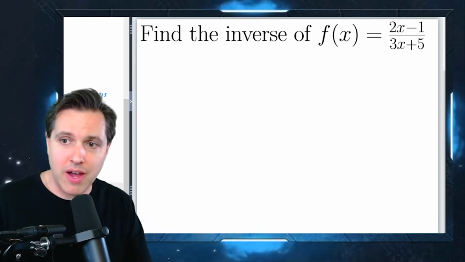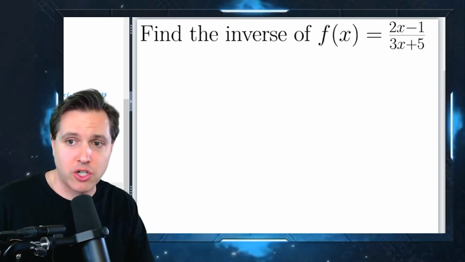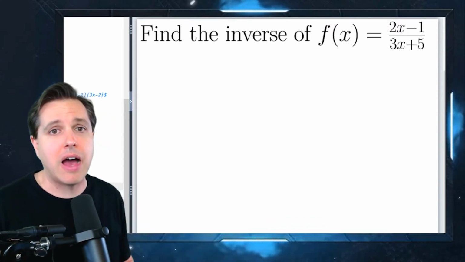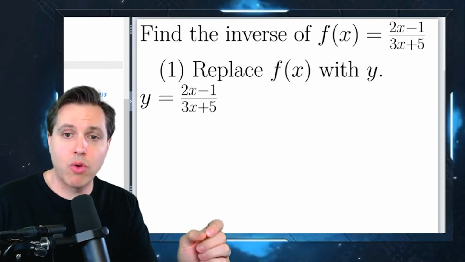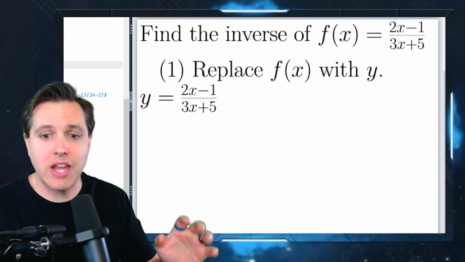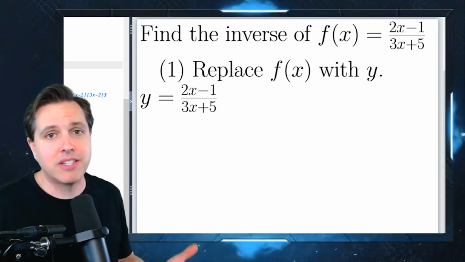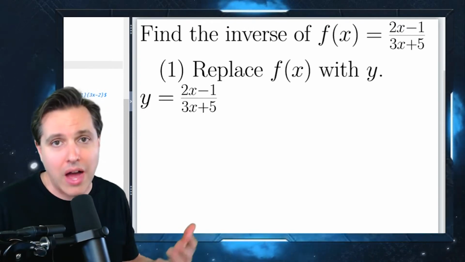So we want to find the inverse of this rational function, f of x equals 2x minus 1 over 3x plus 5. So step 1 is that we're going to replace our function notation f of x with y. That's easy. You literally just rewrite things, but instead of writing f of x, you write y equals.